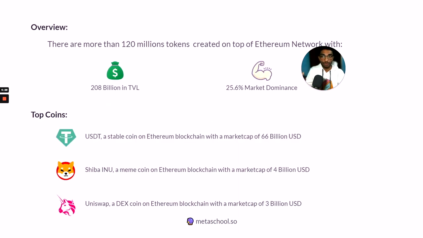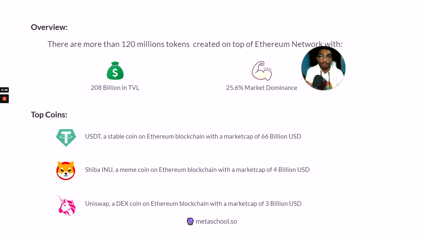Let me give you an overview. There are more than 120 million tokens built on top of the Ethereum network with a total locked value of 208 billion US dollars, and it has a market dominance of 25.6%. I think you can understand how huge the Ethereum network is, right?